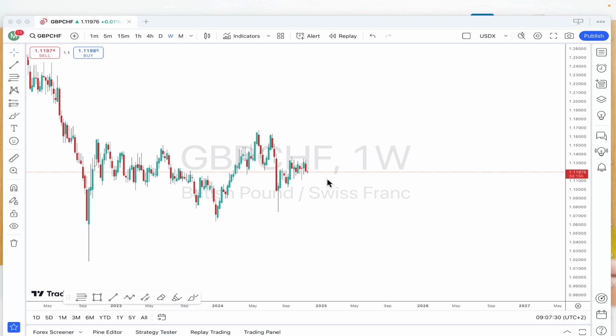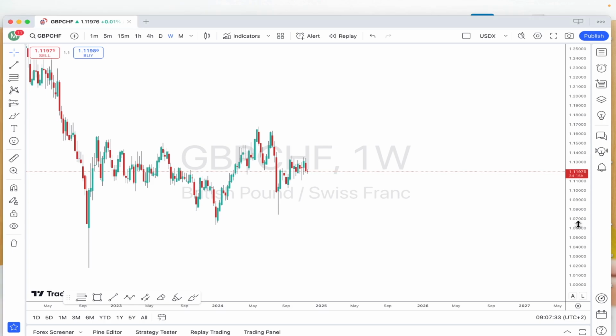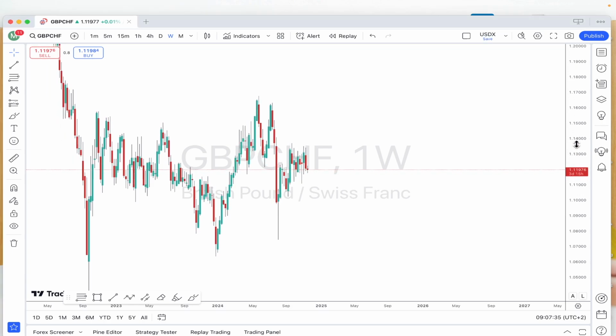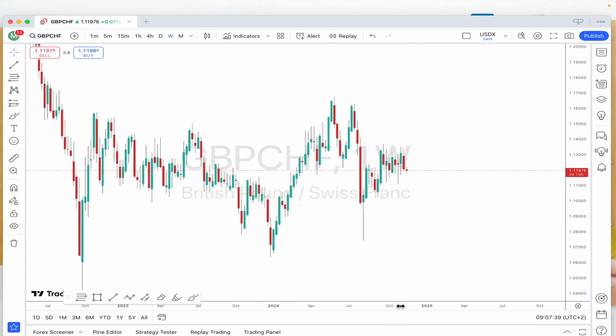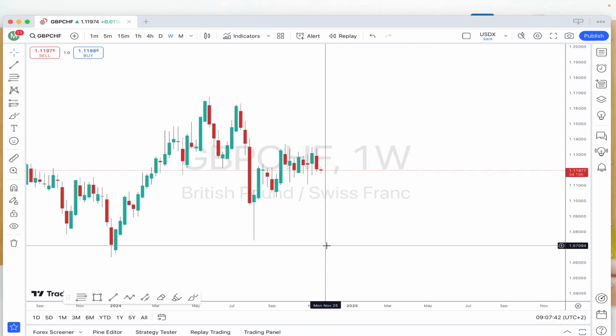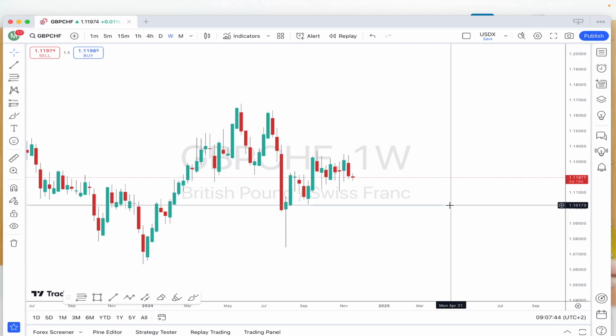So we've got GBP CHF right here, and I'm actually in a sell on this pair, and how I got about selling this pair is pretty simple. So I'm gonna do a short video, but it's gonna be very fruitful.